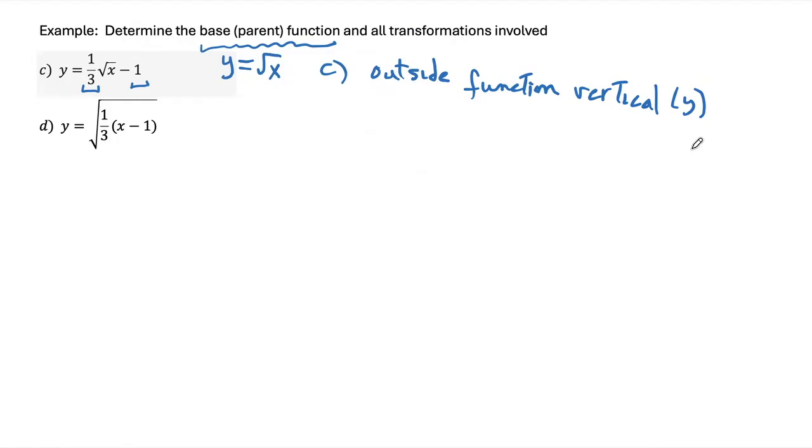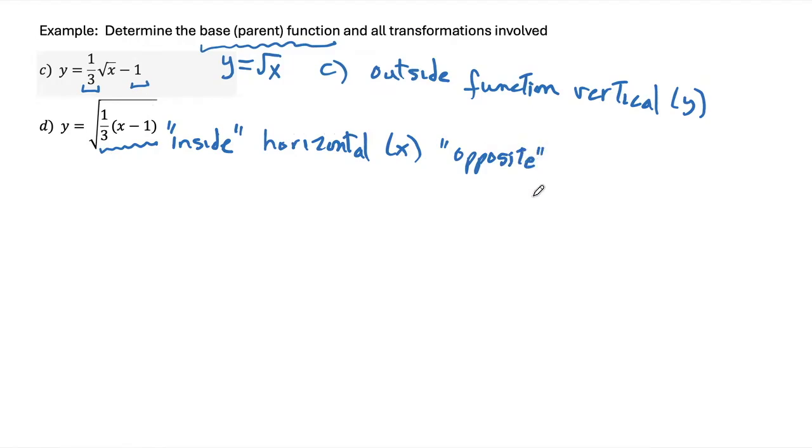Question D, though, if you look at question D, it appears as though all of these transformations, the 1/3 and the -1, appear to be done inside of the square root. And because they're done inside of the function, that means that they're going to be horizontal transformations, which are going to impact x, and they're going to be counterintuitive. They're not going to be as easy to think about as those in question C. So look at the difference in how we write them out.